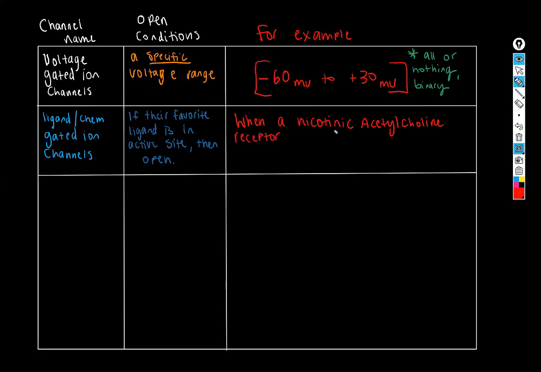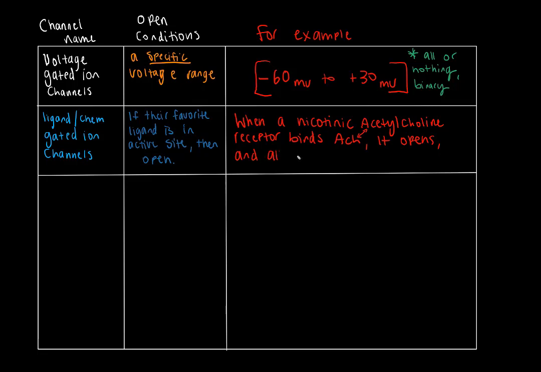So if this word is ringing a bell for you, nicotinic acetylcholine receptors are receptors for acetylcholine. So they bind the neurotransmitter acetylcholine. But when that happens, they turn into a sodium channel. So when a nicotinic acetylcholine receptor binds acetylcholine, which I'm going to abbreviate, but these two things are the same thing, it opens and allows sodium ions through.